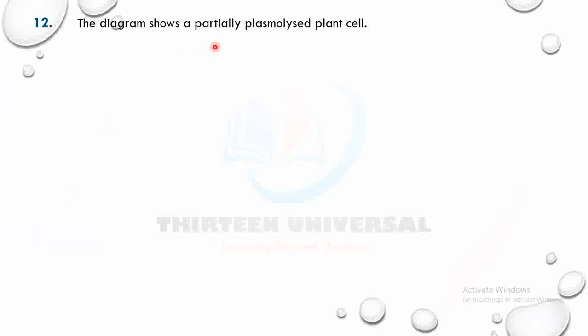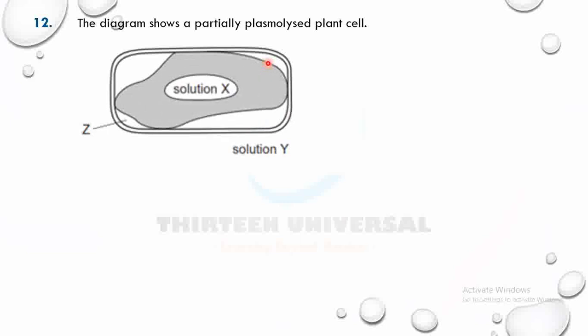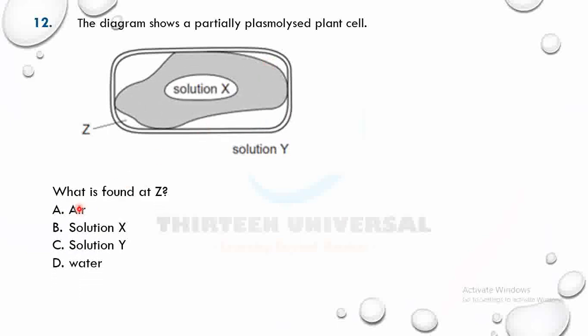The diagram shows a partially plasmolysed plant cell. So that's it, guys. What is found at Z? I want you to pause the video and try the question. What is found at Z here? This is a space. This cell is plasmolysed. Solution X is inside. This was put into a solution Y.